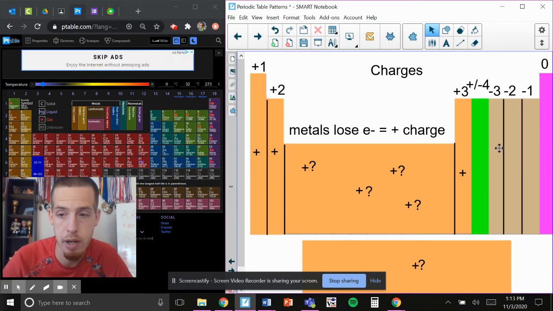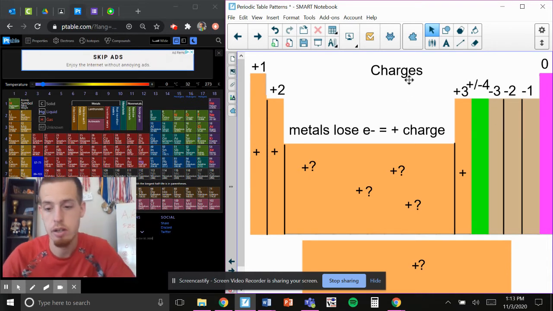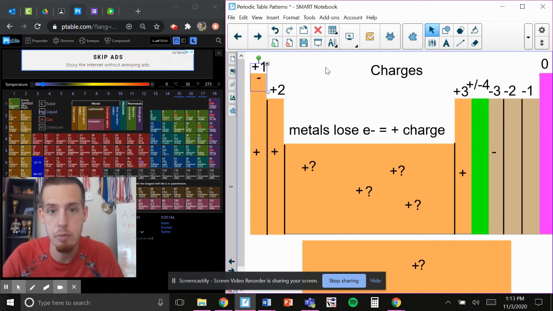Now, we also talked about in previous videos with the staircase that a lot of the non-metals are going to gain electrons, specifically these in the brown area. So these would all have a negative charge. And again, we do know what those charges are. This whole column is -3 because they have 5 valence electrons. It's easier to gain 3 than lose 5.